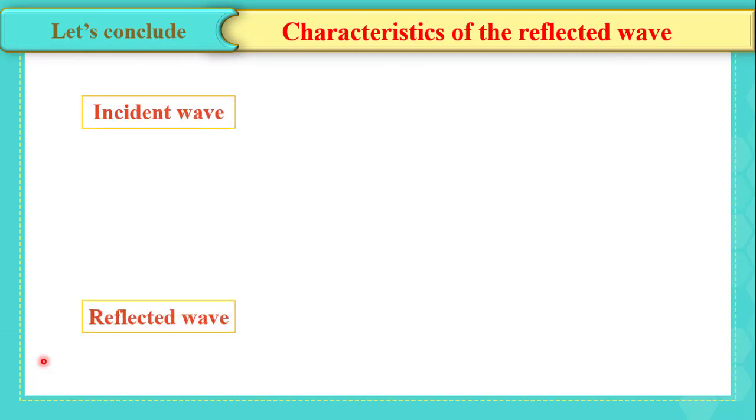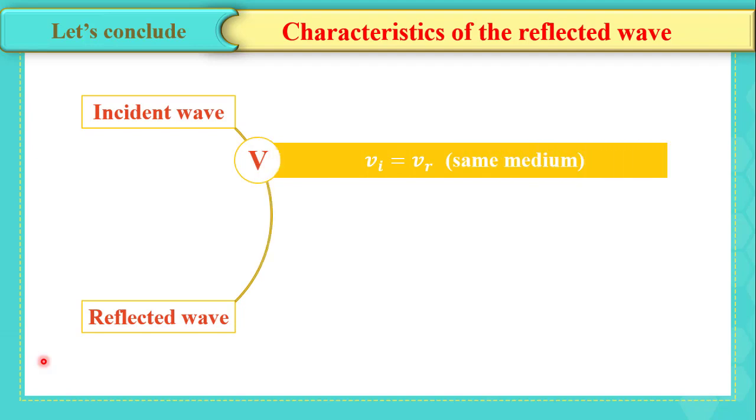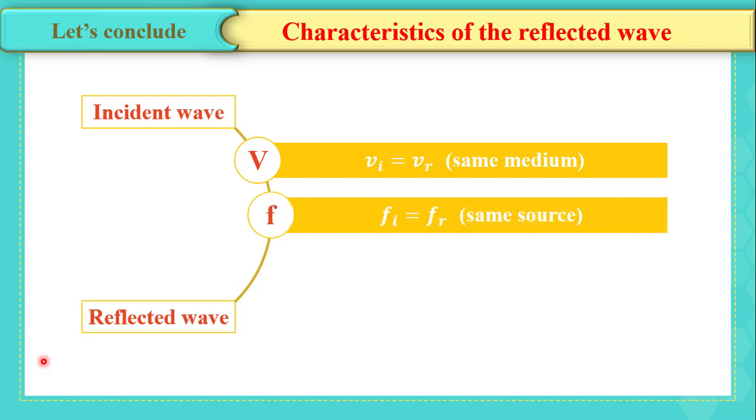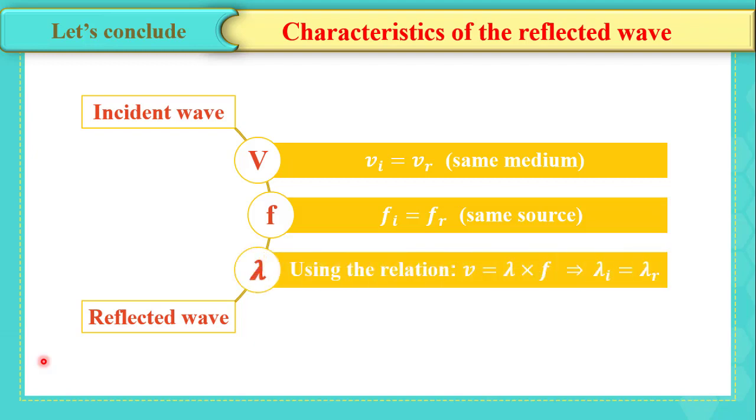Then, we can now conclude the characteristics of the reflected wave by comparing them to those of the incident wave. We have mentioned that both the incident and the reflected wave are propagating in the same medium, then both have the same speed. V of the incident wave is equal to the speed of the reflected wave. Also, both waves are generated from the same source, then they have the same frequency. F incident is equal to F reflected. And using the relation v equals lambda times f, both v and f are constant, then the wavelength of the incident wave is equal to that of the reflected wave.